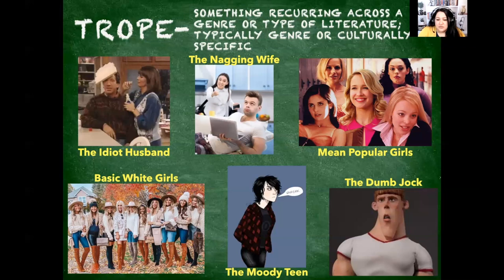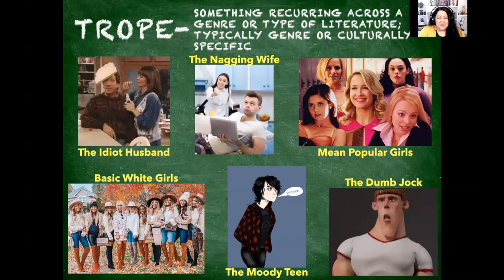Mean popular girls, right? Not all popular girls are mean, right? Not all mean girls are popular. The basic white girls, right? They've all got their matching boots and drinking their Starbucks, and they love fall and pumpkins, right? A lot of these are negative. You can have positive tropes, but that one is particularly negative, probably a little racist, I would say too. But yeah, those would be tropes.